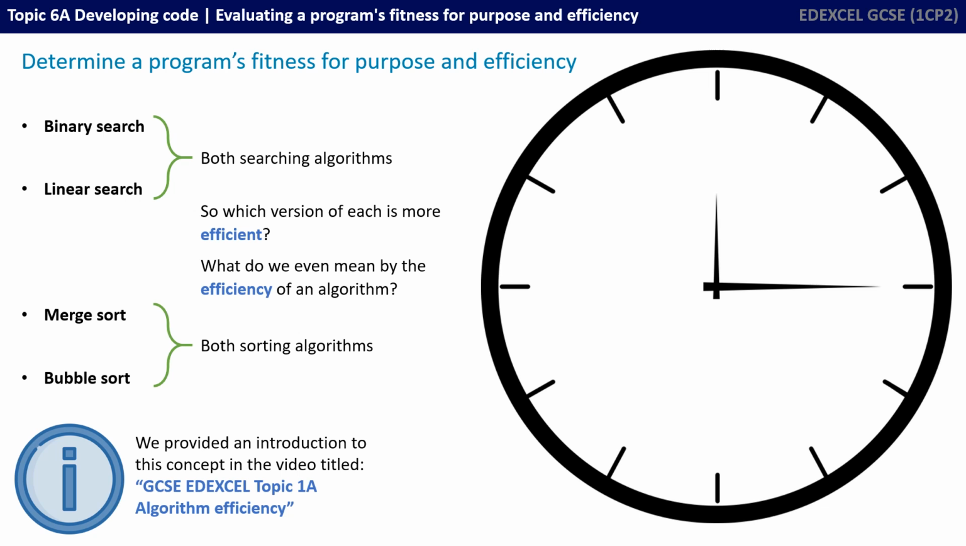But which version of each of these algorithms is more efficient? And what do we even mean by the efficiency of an algorithm? Well, we introduced this topic back under the video called Algorithm Efficiency under topic 1a. But now we're going to look at it with some actual examples of Python programs.